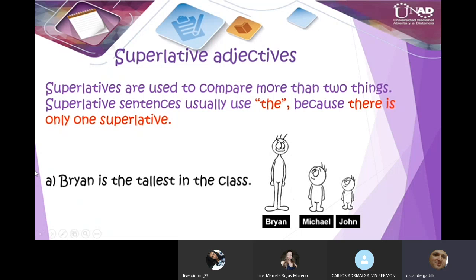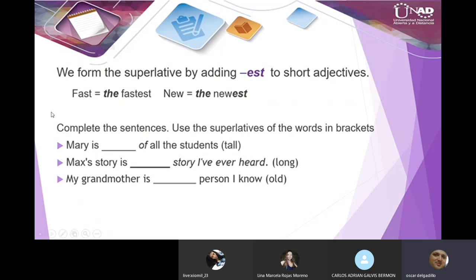For example, Brian is the tallest in the class. Or we can say John is the shortest in the class. We form the superlative by adding est to short adjectives. In comparative adjectives we add er, but in superlative adjectives we add est to short adjectives, adjectives with one syllable.